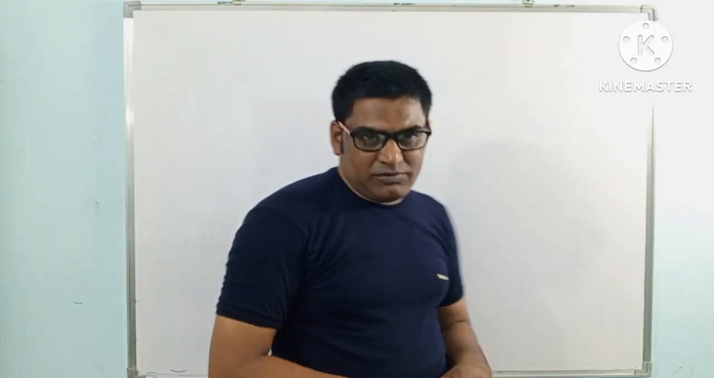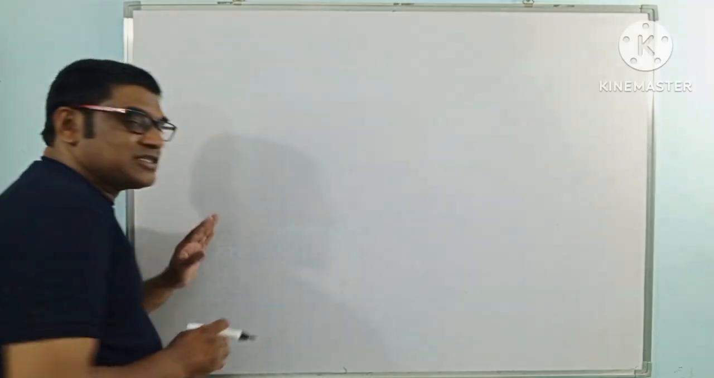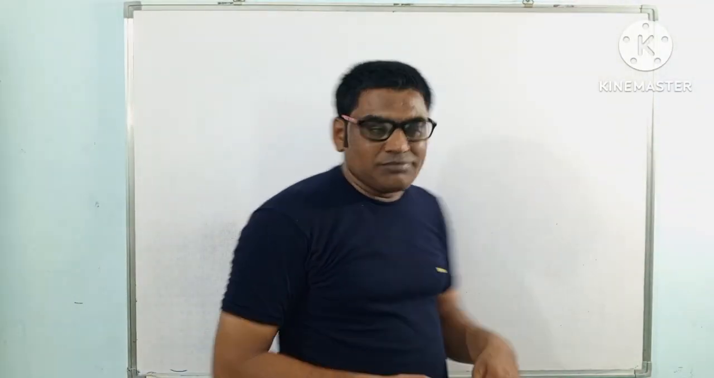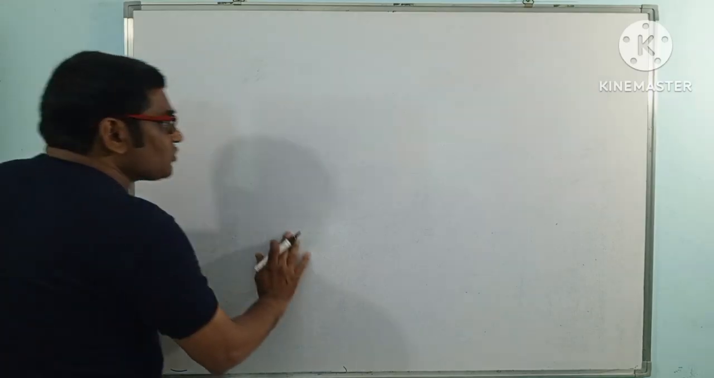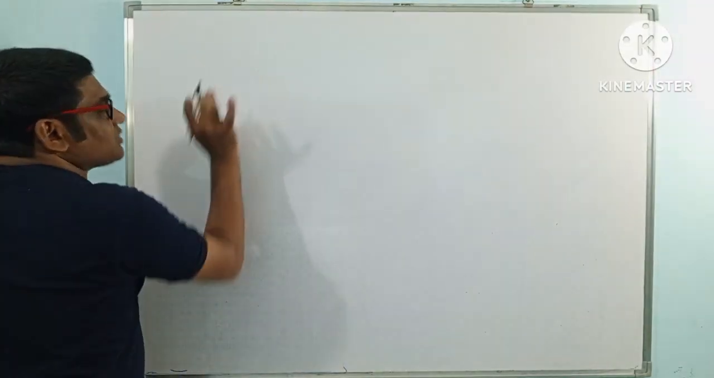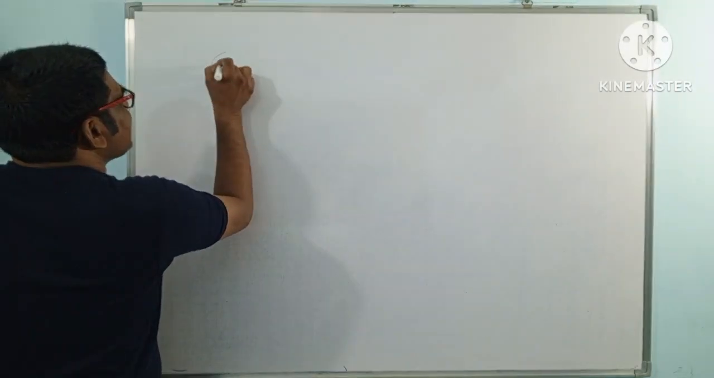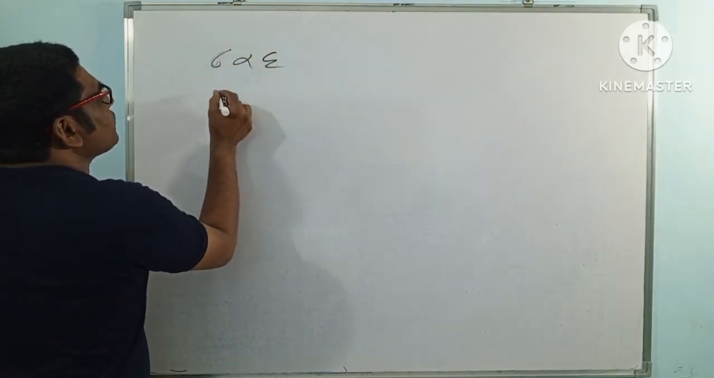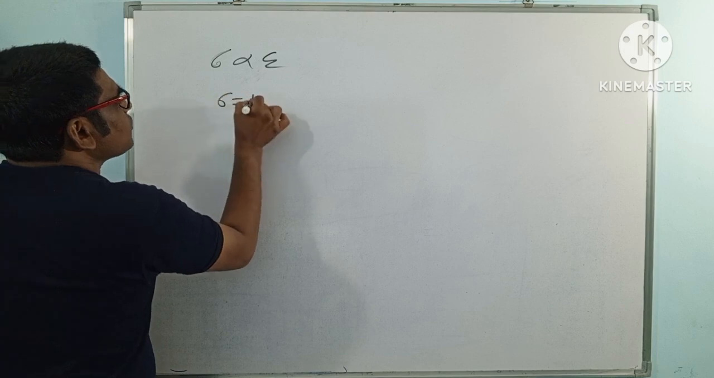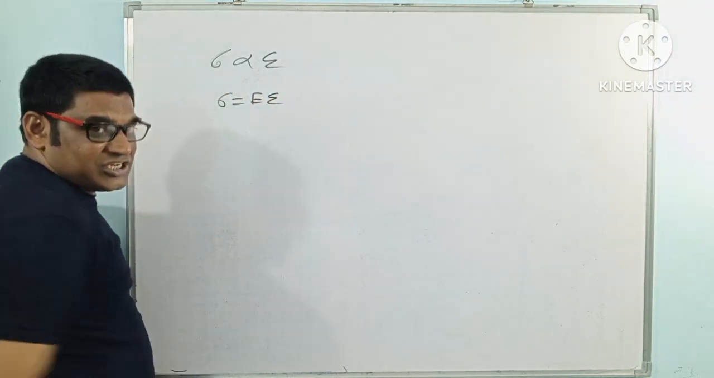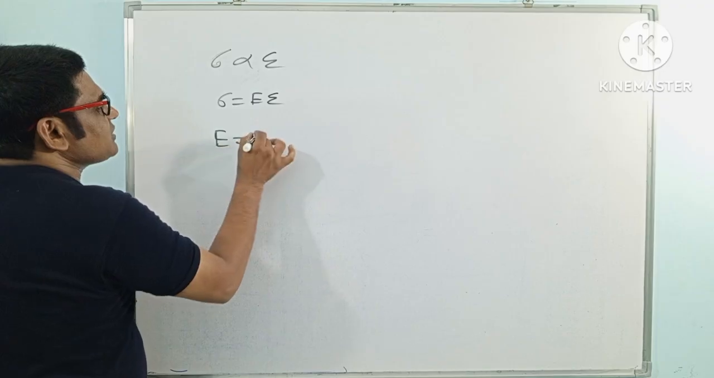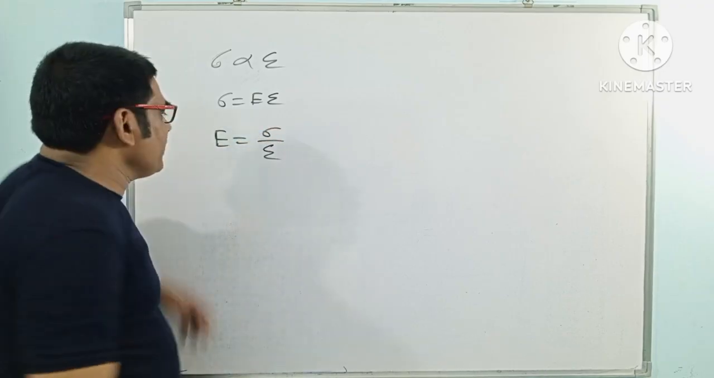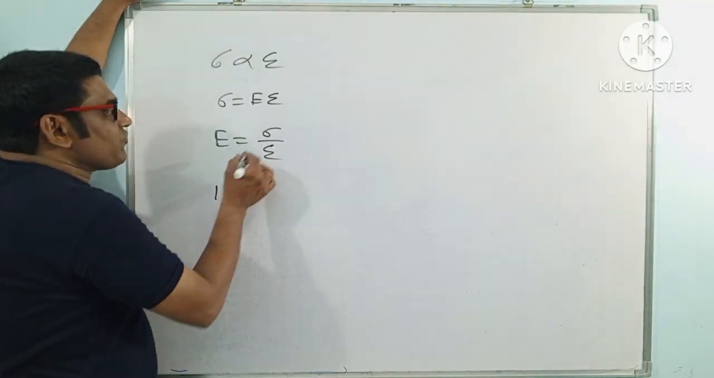In that, one type of modulus of elasticity is Young's modulus. Based on that, whatever questions will be there, we are going to solve. Okay, no problem. So briefly I will revise. What is Hooke's law? Hooke's law says stress is directly proportional to strain, and from that we are getting stress is equal to E into strain, and this modulus of elasticity we are getting as stress by strain.